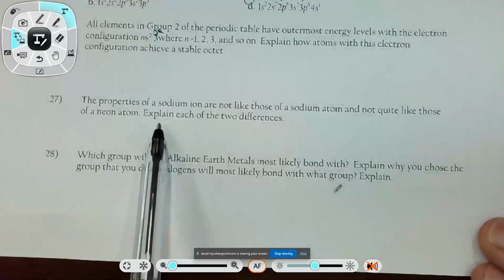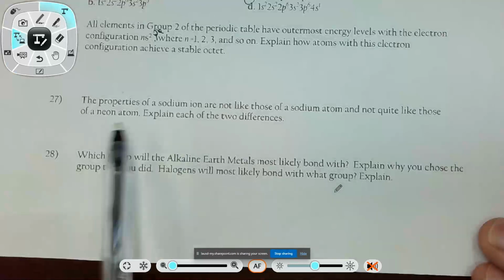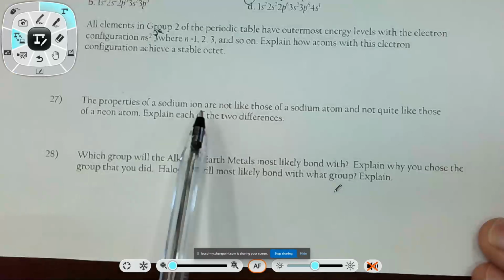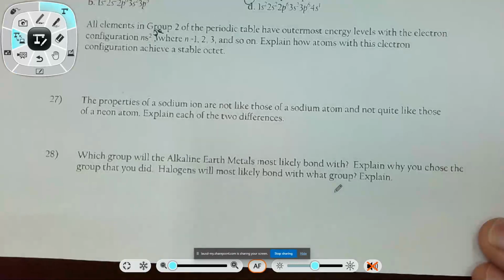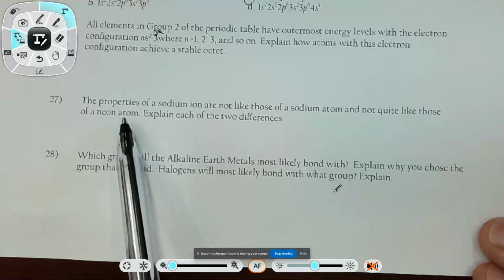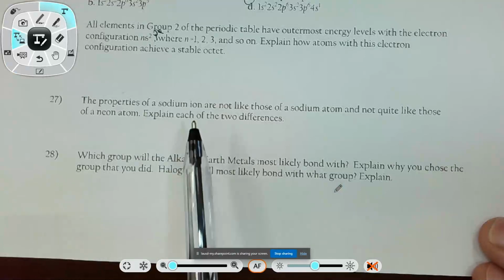27, the properties of a sodium ion are not like those of a sodium atom, and not quite like those of neon. Explain each of the 2 differences. So if we look at a sodium ion, this is a sodium atom that has lost an electron. This means it has a stable octet. It means it's no longer reactive. Sodium atom is reactive. Sodium ion is not reactive. Neon is a gas. So here the electron configurations of a sodium ion and a neon atom are the same, but they have different numbers of protons. So that changes the properties.